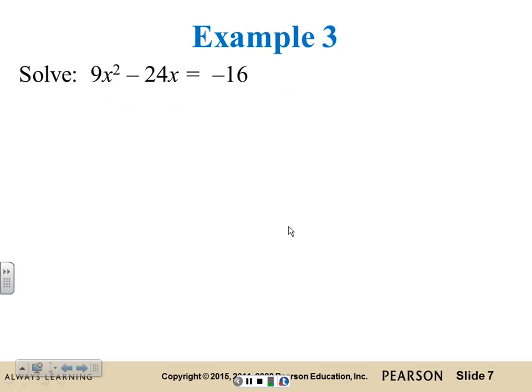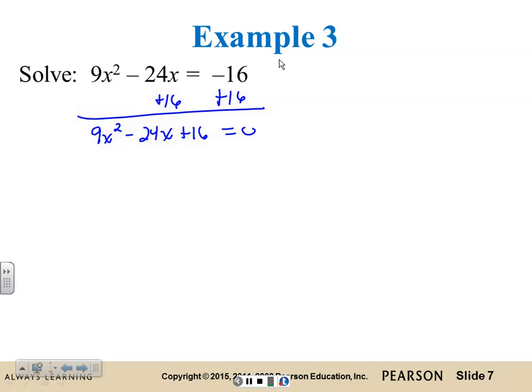Alright, let's try this one. Notice it's not, first of all, in standard form, so let's add 16 to both sides. So we have 9x squared minus 24x plus 16 equals 0. So now we're ready to go. There's nothing in common here at all.